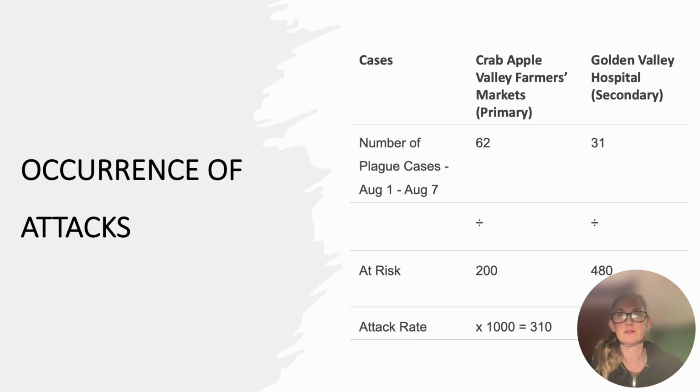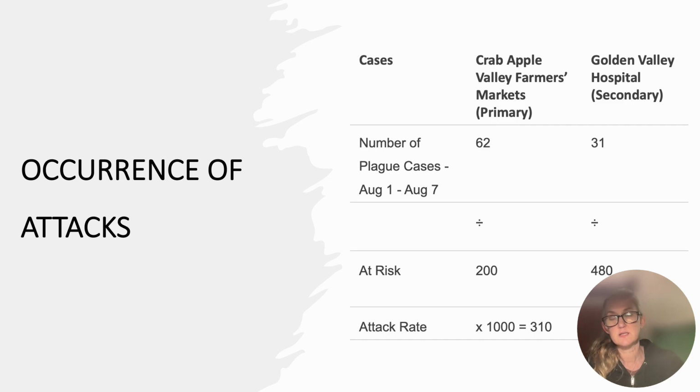In the Crabapple Valley scenario, the primary attack occurred at the farmers markets on August 1st when Jack first exposed 200 individuals to plague. As the index patient, Jack's illness had progressed from bubonic plague, passed to him through a flea vector, to pneumonic plague. As stated previously, the pneumonic form is the only version of plague that is transmissible from person to person. Of these 200 people, 62 contracted the disease.